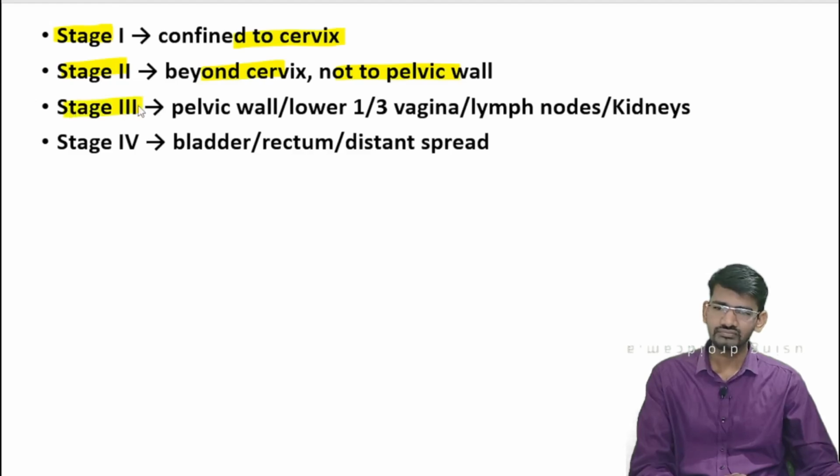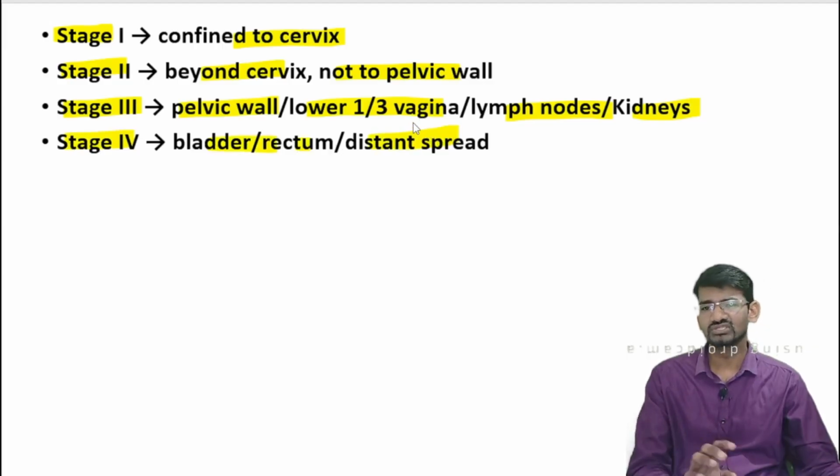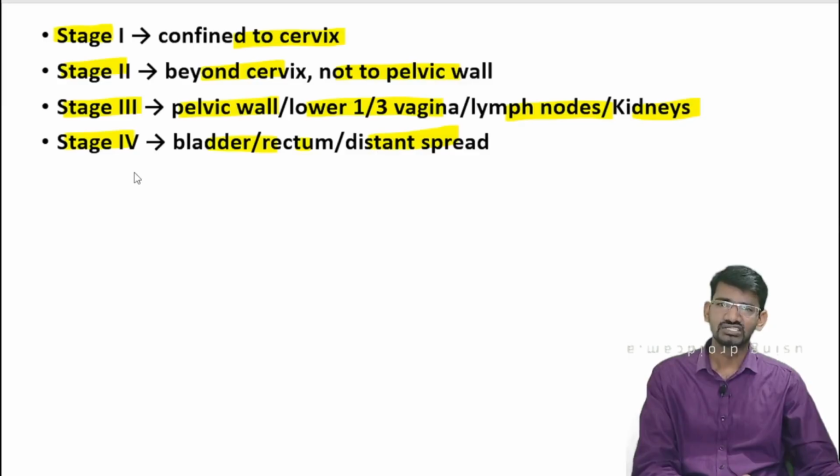Then stage 3, there is involvement of the pelvic wall, the lower one third of the vagina, lymph nodes, and the kidneys. In stage 4, the bladder, rectum, and distant spread to the lungs, liver, and bones, all these things will happen in stage 4. So this is a precise staging of the CA cervix.